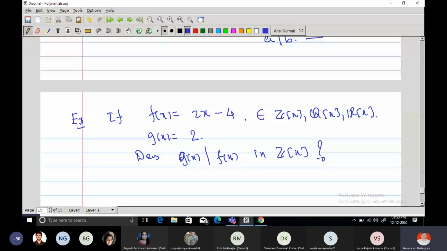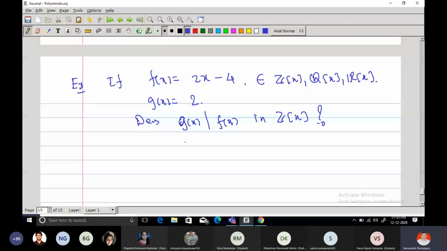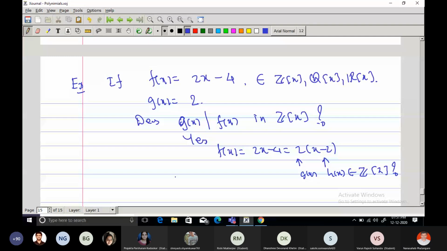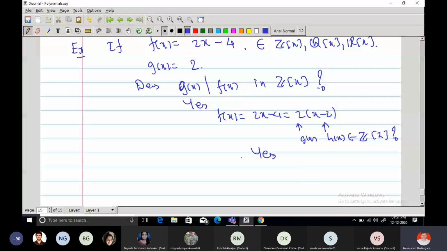Yes. The answer is yes, because f(x) is equal to 2x minus 4, which is 2 times (x minus 2). Therefore, this is one factor g(x), this is another factor h(x), and is this factor in Z[x]? Yes, certainly. So we can say that g(x) divides f(x) in Z[x], because clearly we got two factors of f(x), both in Z[x]. Therefore the answer is yes.